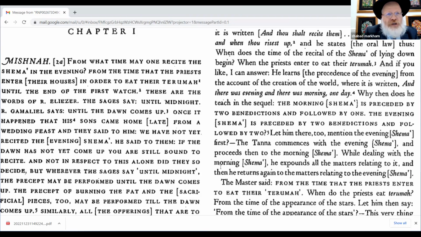Okay, so why would one rabbi say till 10 o'clock? Maybe he's an early bird, right? But the second, the rabbis, said until midnight. And Rabbi Gamliel says, all the way, he was like a night owl. He's like a partier, right? He's like, you read it a little later.